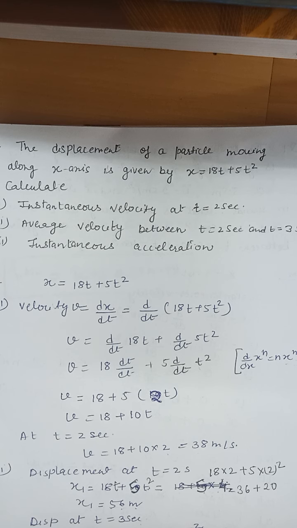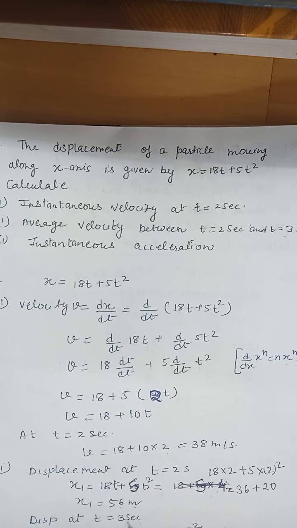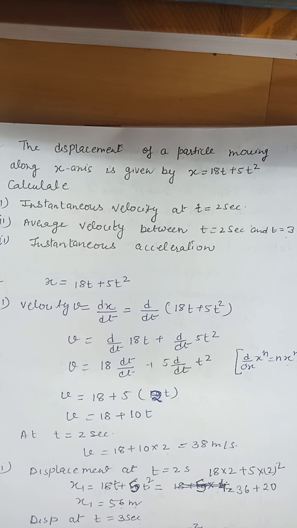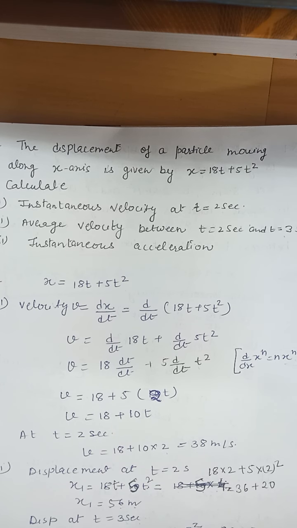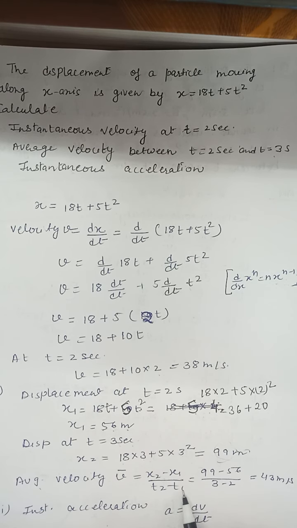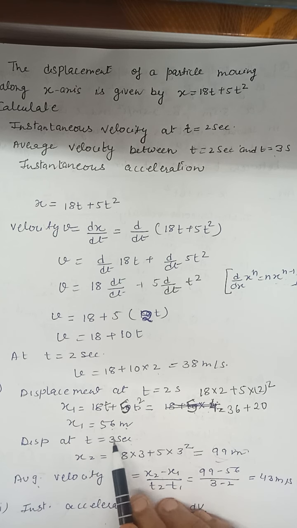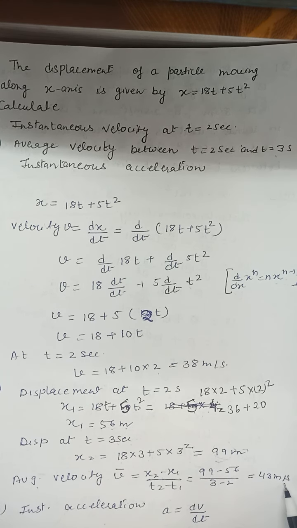Now displacement at t = 3 seconds. Substitute t = 3 seconds in this formula. So you will get x2 = 18 multiplied by 3 plus 5 times 3 squared, which is 99 meter. Now average velocity is total displacement upon total time, so you have 99 minus 56 divided by 3 minus 2, and 43 meter per second is the average velocity.